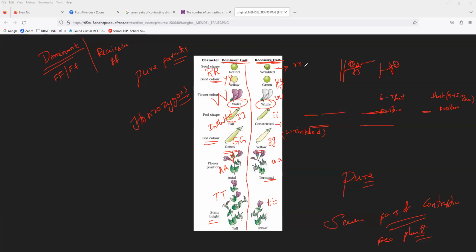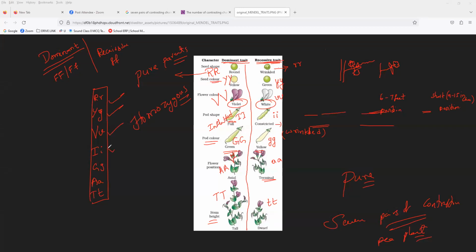But if I undergo crossbreeding, then what other possibilities may come in the first generation, the offspring? Capital R, small r. Next, capital Y, small y. Capital V, small v. Capital I, small i. Capital G, small g. Capital A, small a. Capital T, small t. That's all, I think. Correct?